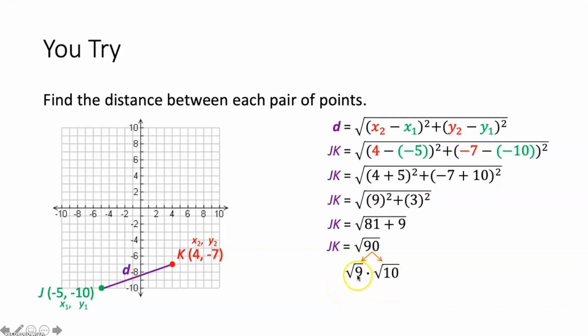Now, we picked 9 because it's a perfect square. The square root of 9 is 3. And then rad 10 could break up into rad 5 and rad 2, but neither of those are perfect squares. So we just leave rad 10 as rad 10, just like we did in the previous U try. So what is 3 times rad 10? That's 3 rad 10. So the distance between points J and K is going to be 3 rad 10 units. Remember to put units when they don't give you feet or inches or centimeters.